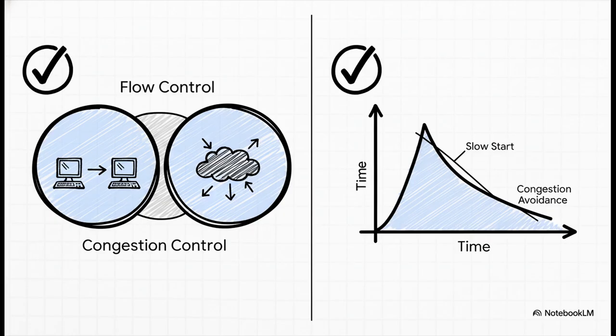Okay, seriously, if you only remember 2 things for your test, make it these 2. First, the clear, undeniable difference between flow control and congestion control. One protects the receiver, the other protects the network. And second, the basic idea of TCP's strategy. Start fast, then go slow, and back off when there's a problem.